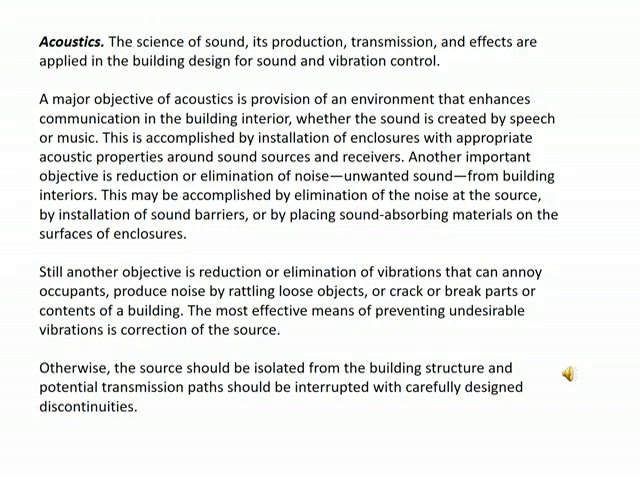The most effective means of preventing undesirable vibration is correction of the source. So the best thing is to correct the source, whether it is providing unwanted or annoying noise or not. Correcting the source is the most important thing. Otherwise, the source should be isolated from the building structure, and the transmission path should be interrupted with carefully designed discontinuities.